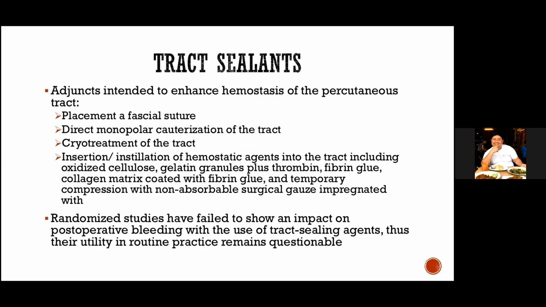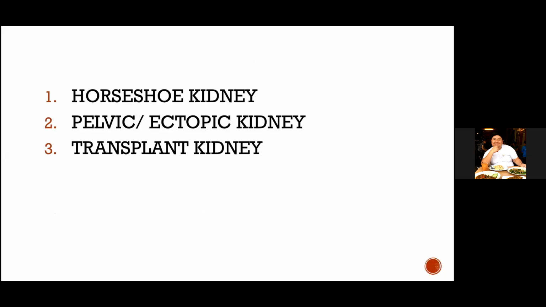So adjuncts usually used for hemostasis include placement of a fascial suture, direct monopolar cauterization of the tract, cryotreatment of the tract, and insertion or instillation of hemostatic agents. Randomized studies have failed to show an impact on post-op bleeding with the use of tract sealing agents. Thus, their utility in routine practice remains questionable. So special situations include horseshoe kidneys, pelvic ectopic kidney, and transplanted kidneys.